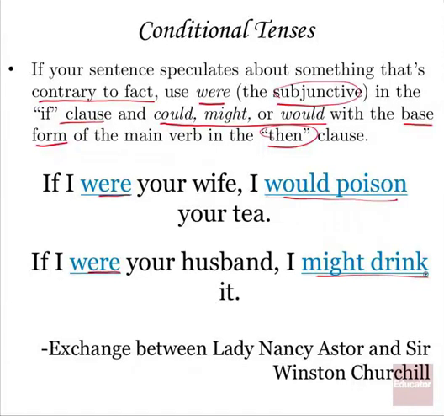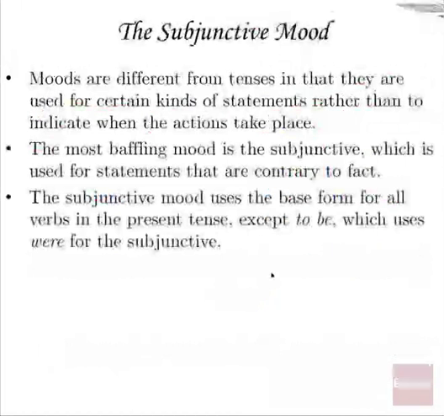They were both married to other people. There's no way that they're going to end up married, at least anytime soon, to each other. So if I were your wife, subjunctive, I would poison your tea. And if I were your husband, I might drink it. Now, what is the subjunctive mood?